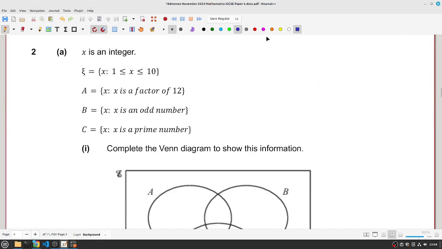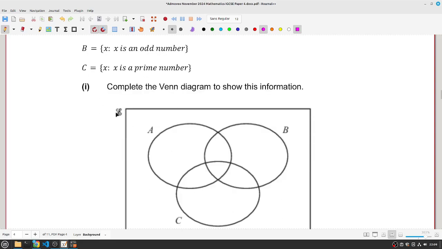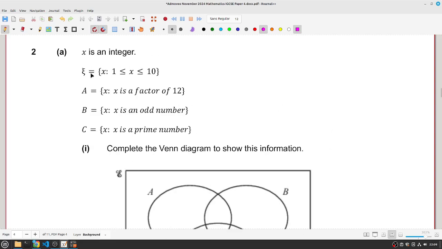Let's change colors for question 2. Let's go to pink. Okay, here we have some sets, Venn diagrams. So they tell us x is an integer. And this little symbol, sort of it's a Greek Z symbol, we call this the universal set. That's the symbol we use for the universal set. This one, right? So it covers this whole thing. Everything has to be part of the universal set. So in our case, the universal set are all the integers from 1 to 10. So that's 1, 2, 3, 4, 5, 6, 7, 8, 9, 10. That is all the values we have to work with.